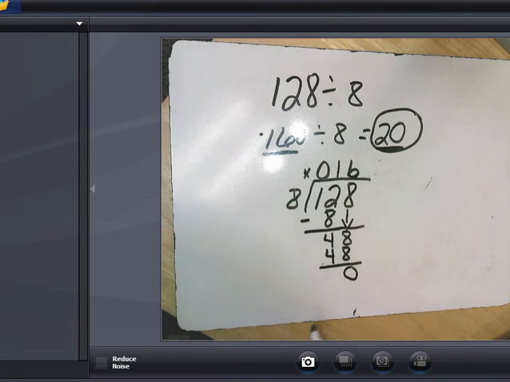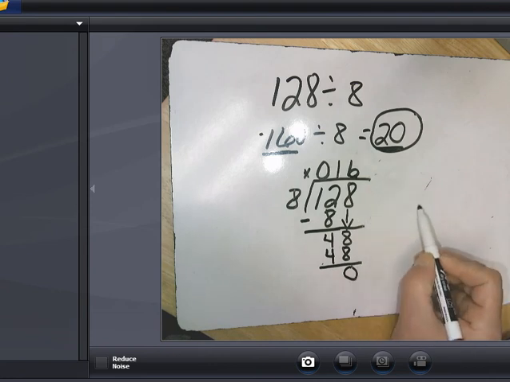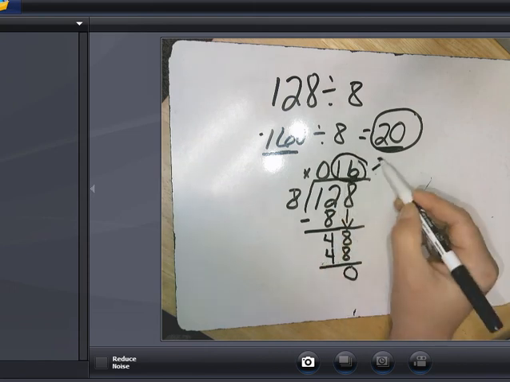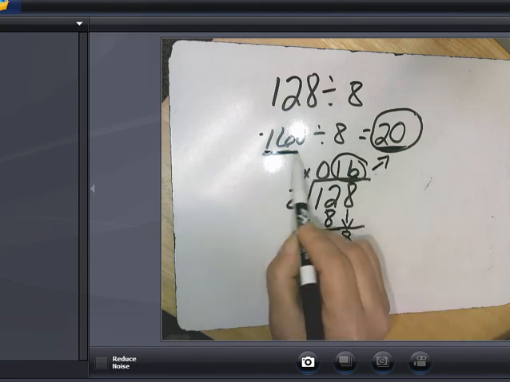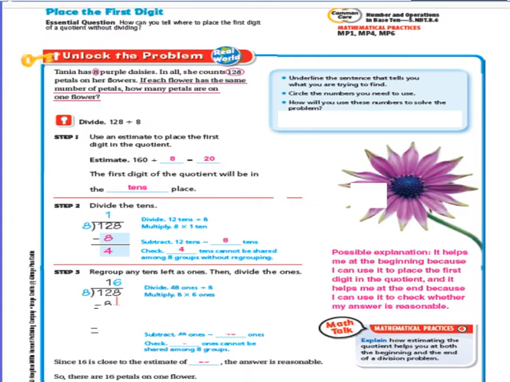I know I am done now because do I have any other more digits here? No. So my answer is 16. That is very close to 20. I told you my estimation would be a little high because I rounded higher. Let's go back and let's look. So I had 48 in the ones, and I divided that. When I subtracted that off, I had none left. I had 20 as my quotient.